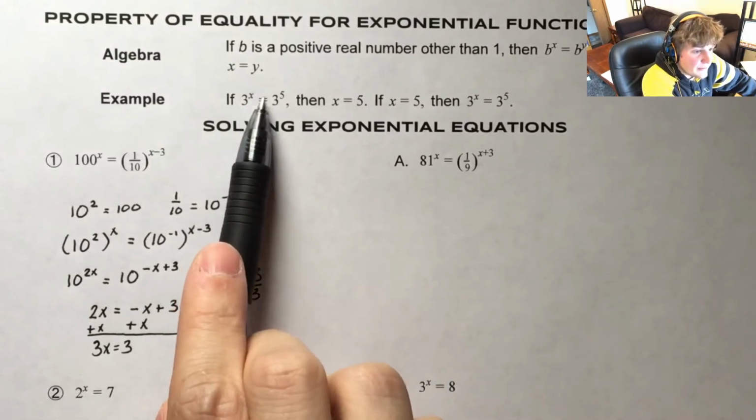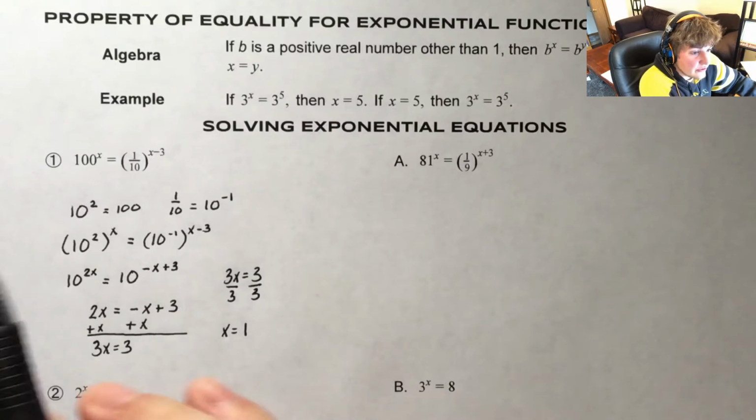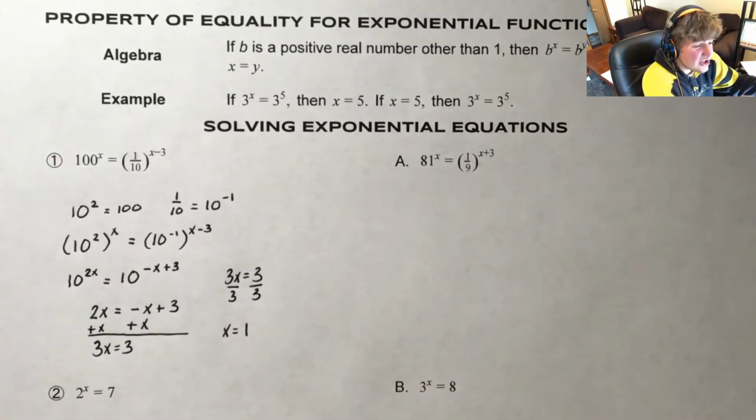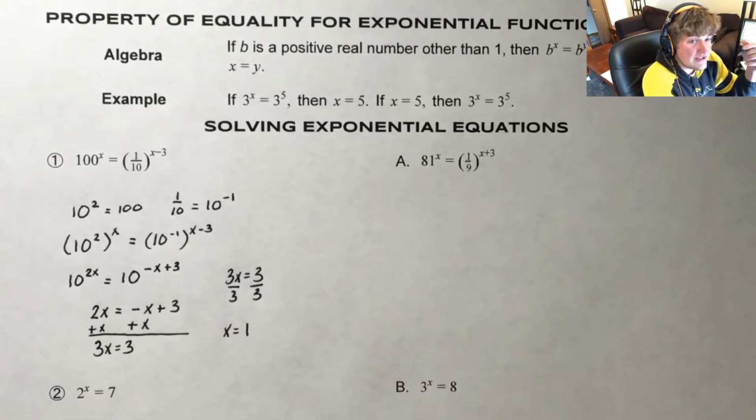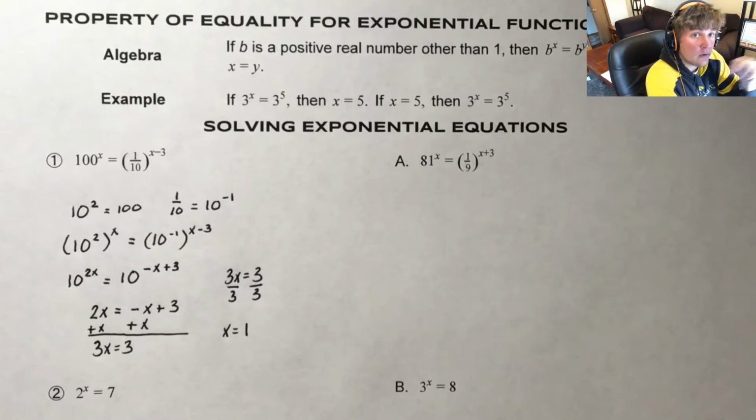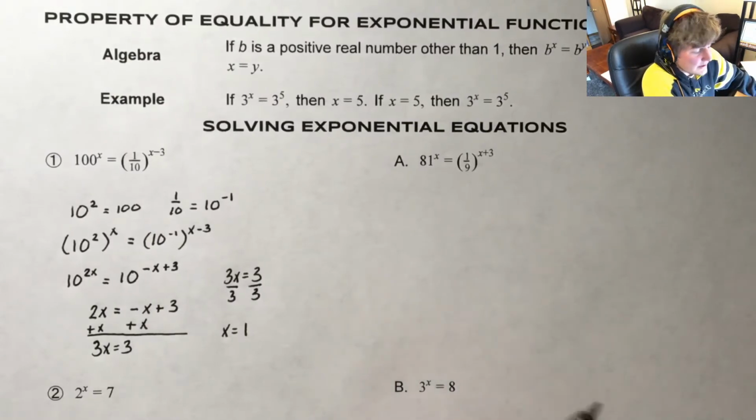So when the base is not the same, sometimes you might just have a pretty basic problem like up here where you just have to set them equal to each other right off the bat. But when they're not equal to each other, you might want to look and see if they can be rewritten in a form where they would have the same base.